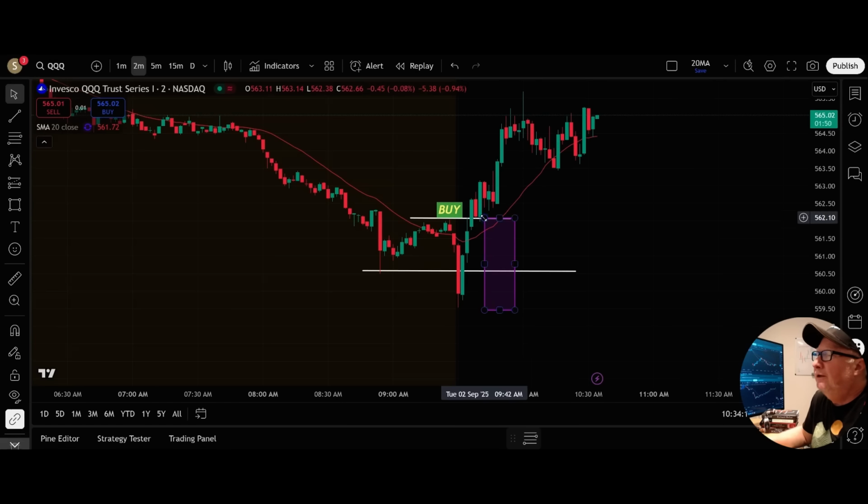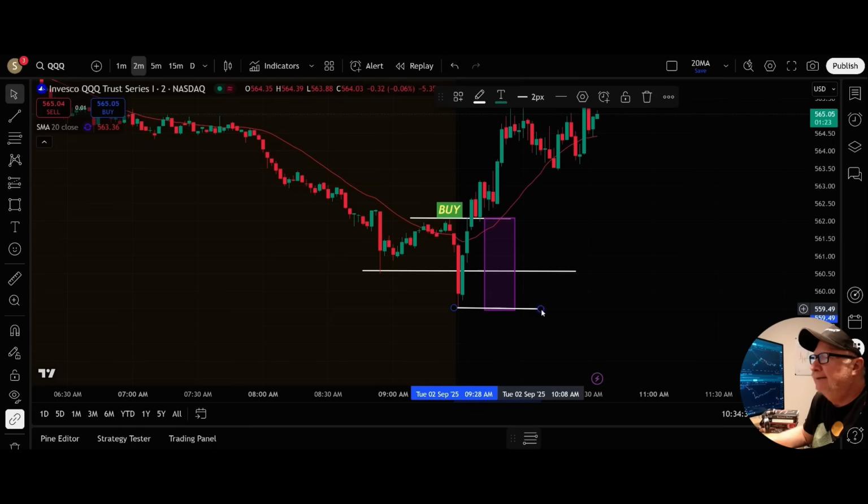So I don't want to use from 562 all the way down to the low of this candle at 559.54. So here, right, I don't want to use that as my stop. So I'm going to go back and look to where it makes sense. There are a couple of places I could put my stop. I could put it here.